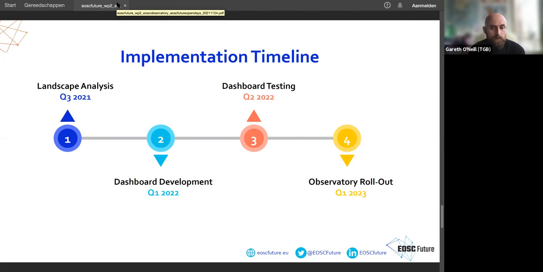And in Q1 2022, we'll have our first, let's say, development stage of the dashboard. Real testing of the dashboard is expected to happen then in Q2 2022, and we're hoping to roll this out publicly in Q1 2023. So that's the rough timeline. Just noting that we are adjusting as we go to meet the needs of the association and the steering board.